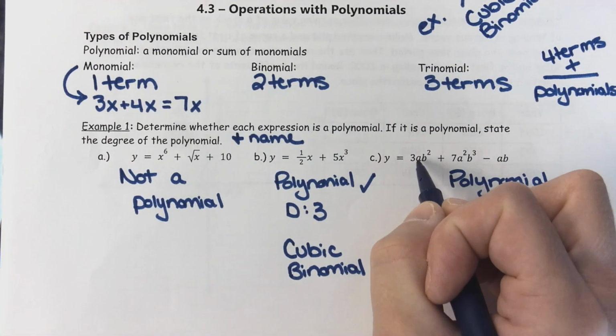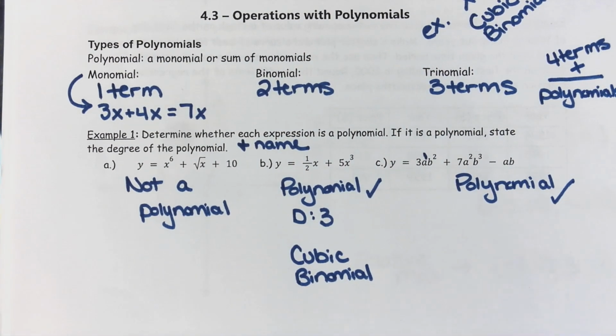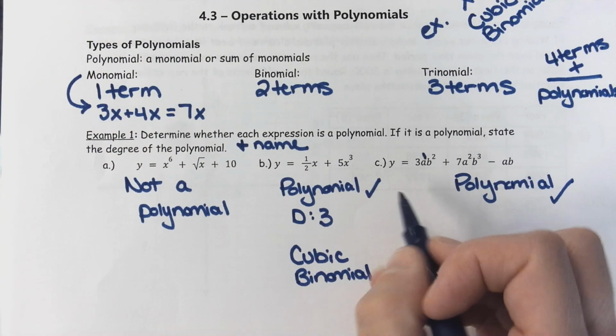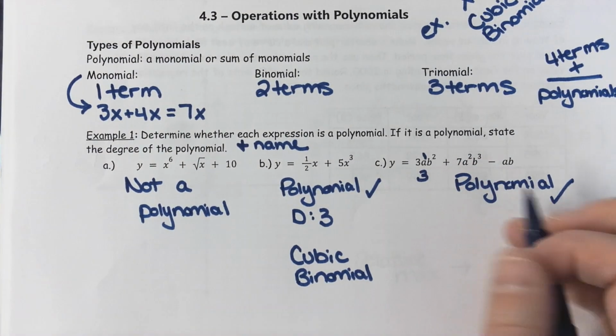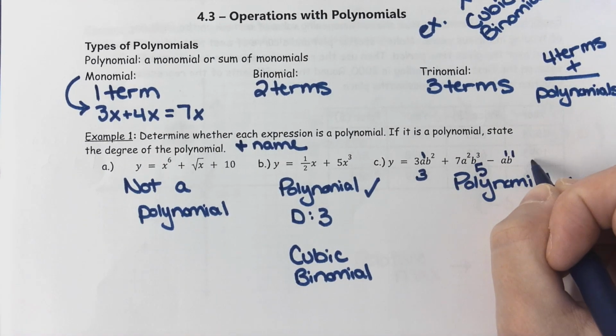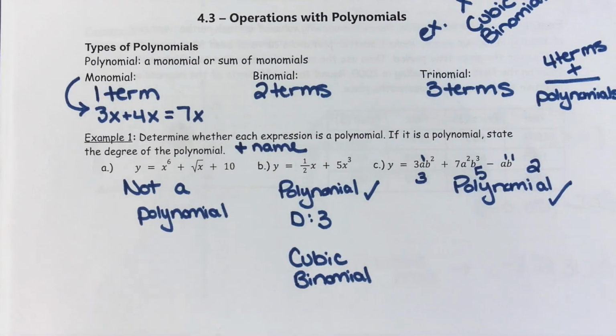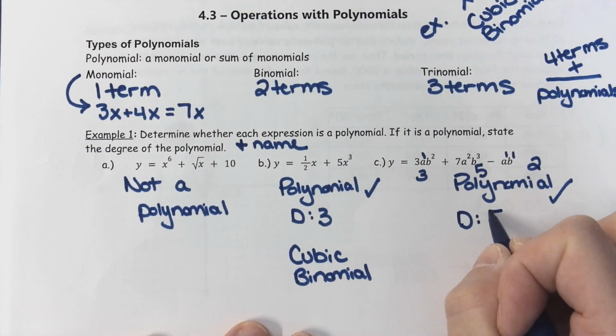up. Do you agree if there's no exponent with the a, there's really a 1 hiding there? Okay. So if I add those two together, this would be 3. If I add the 2 and the 3 together, I would get 5. This is a 1 and a 1, so I would get 2. Which number is the biggest? 5. So my degree is going to be 5.